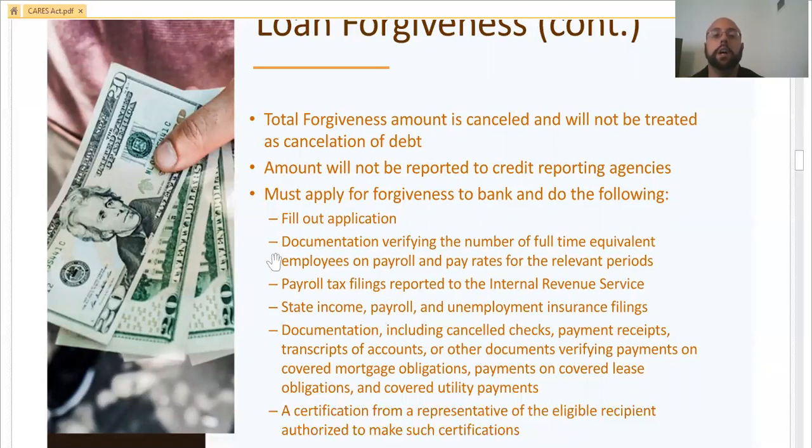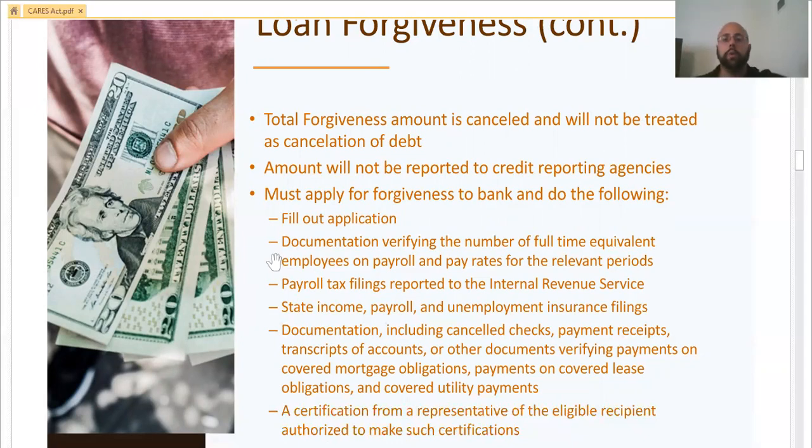Now, how do you determine your forgiveness? They're going to base it on your average employees and salary and pay for the 8-week period from the origination of the loan. So if let's say you get the loan today and you get it approved today, April 3rd, they're going to compare 8 weeks after April 3rd of 2020 to 8 weeks after April 3rd of 2019. Now, if you weren't in business that time period, they're going to take the first 8 weeks of this year in order to calculate that.